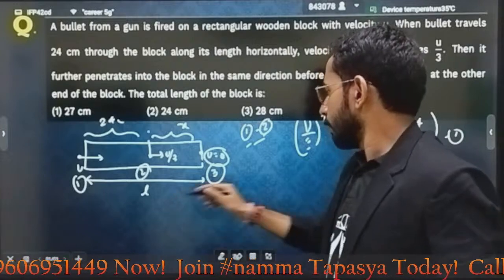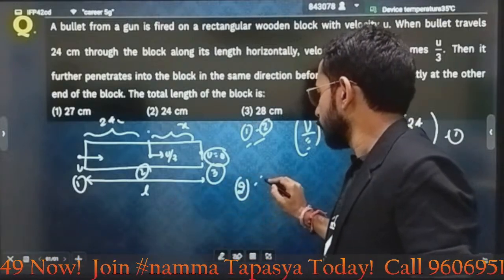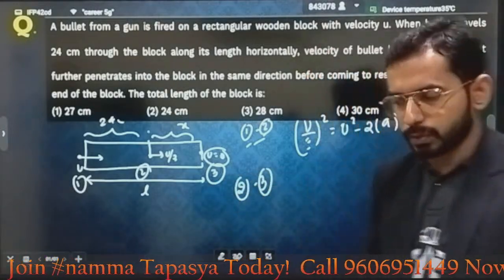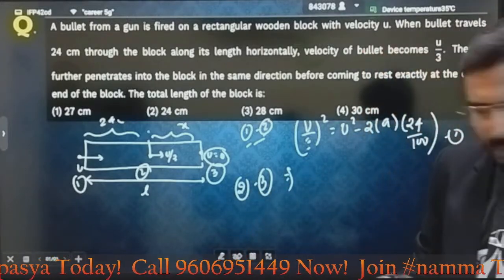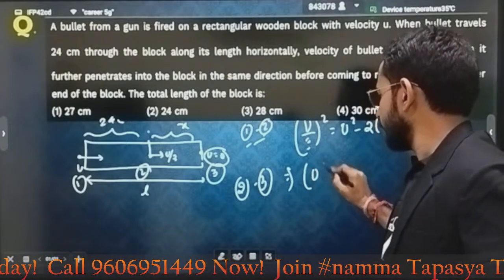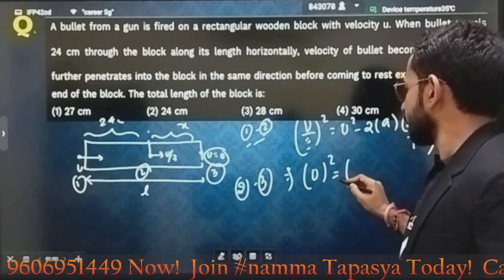Second time, from point 2 to 3. From point 2 to 3, what equation will you write? Again the same kind of equation, but the final velocity this time will become 0 minus the initial velocity.